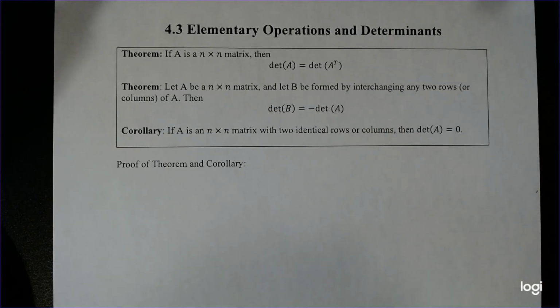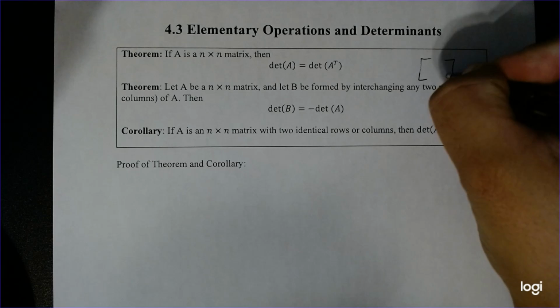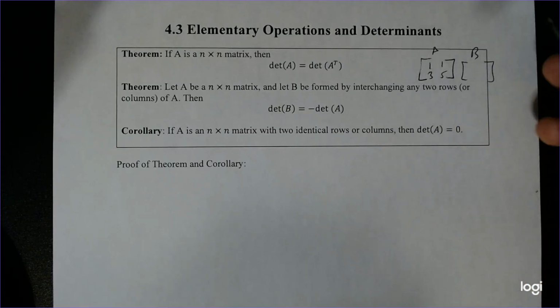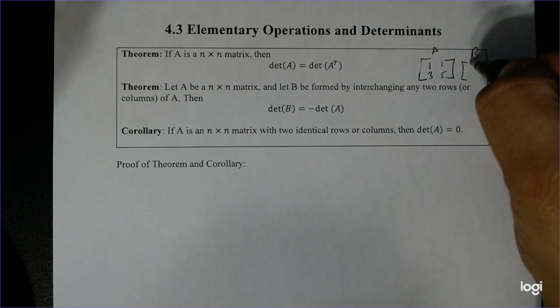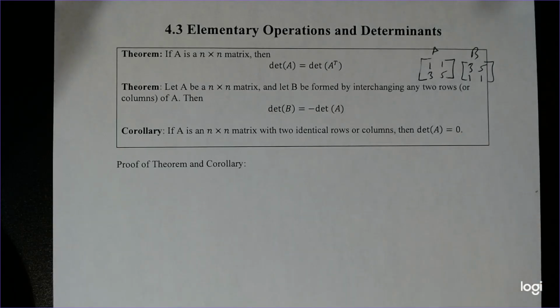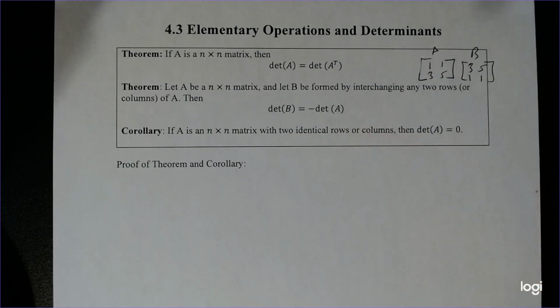The second one is: let A be an n by n matrix. Let B be a matrix that is formed by interchanging any two rows or columns of A. So, for example, this is matrix A, and matrix B is some form of it where I just interchange any two rows. There's only two rows here, but kind of like that. And if that's the case, then the determinant of B is equal to the negative of the determinant of A. Very interesting one there, right?